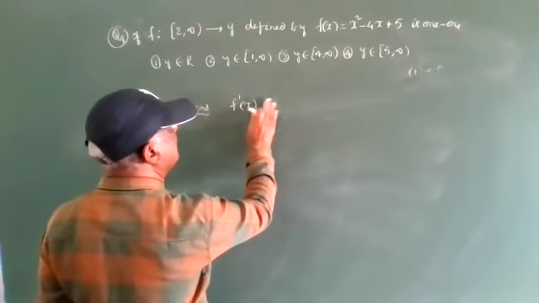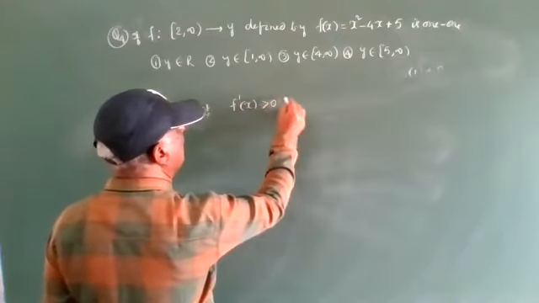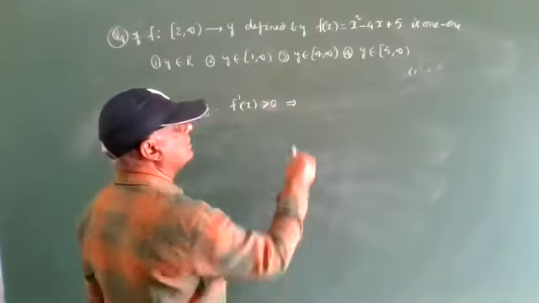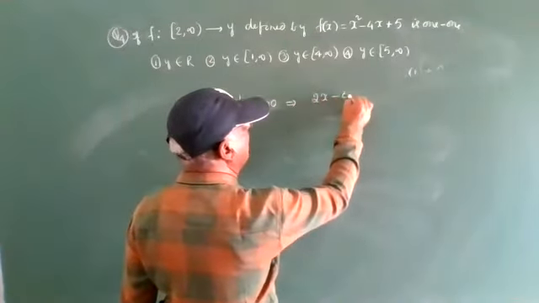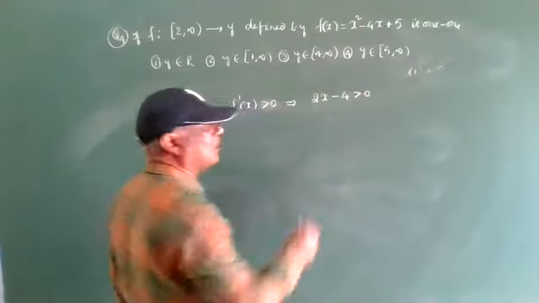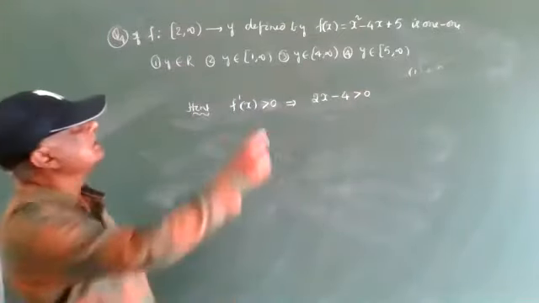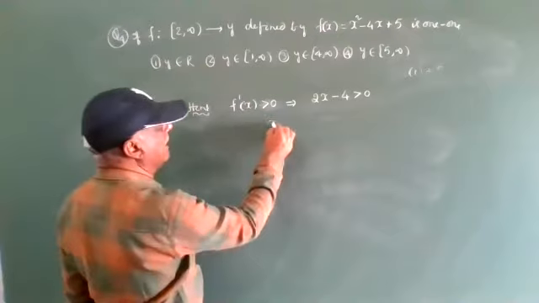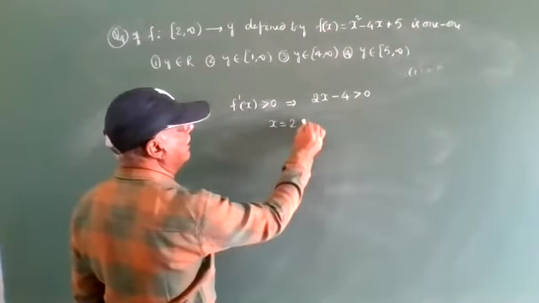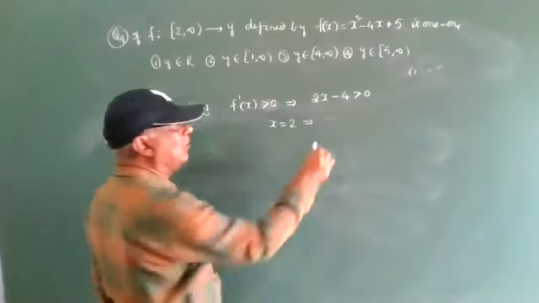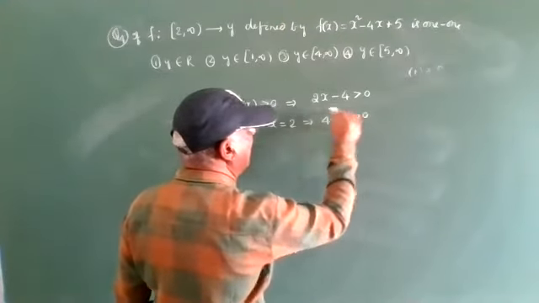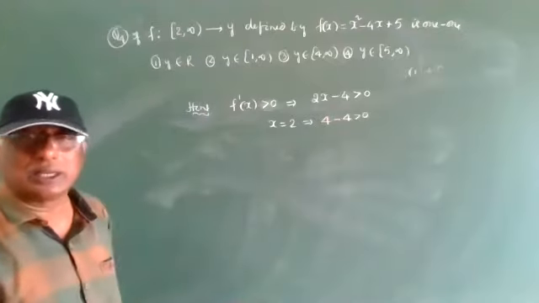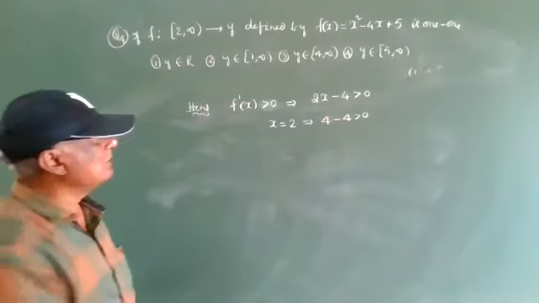So 2x, I am taking the greater than 0, increasing function. The derivative of x square minus 4x plus 5 is 2x minus 4, which should be greater than 0. First, can we take the x value 2? 4 minus 4 will never be greater than 0, so 2 is not taken.